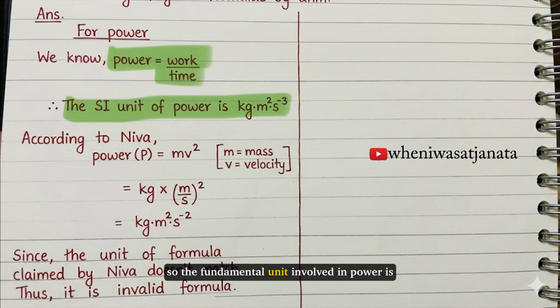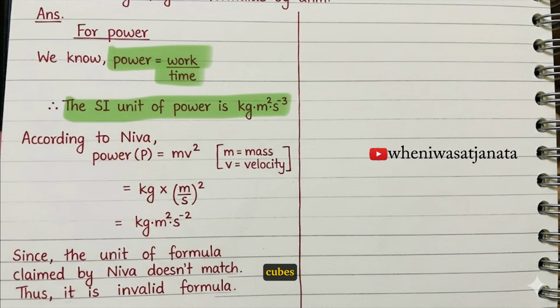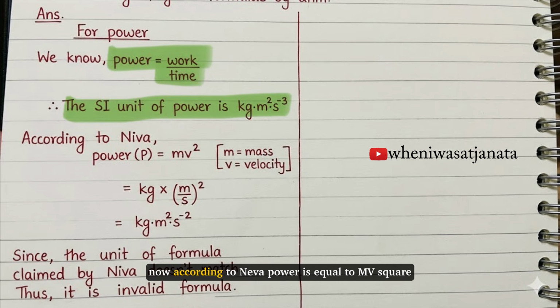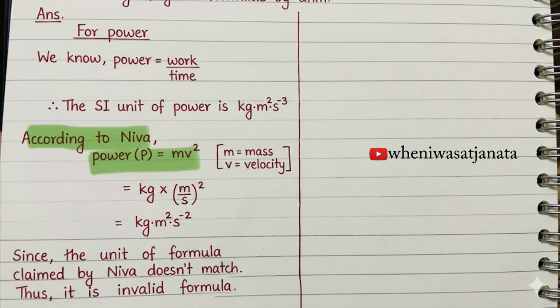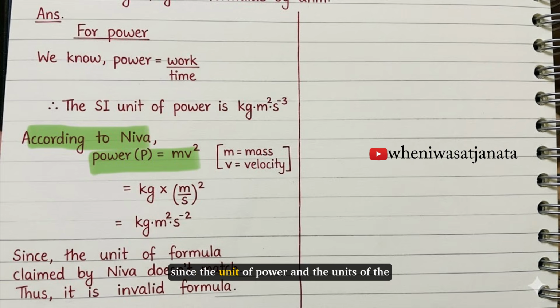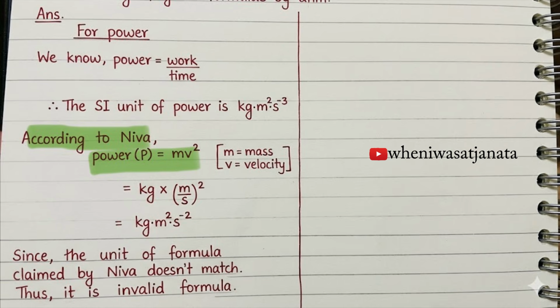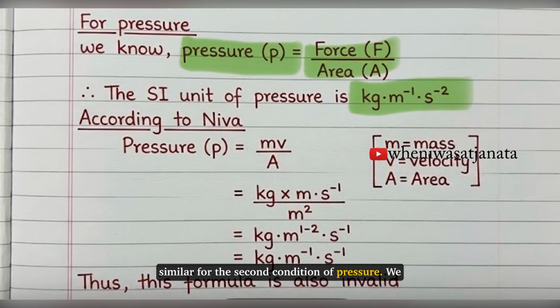So the fundamental unit involved in power is calculated as kilogram meter squared per second cubed. Now according to Neva, power is equal to mv squared, where m refers to mass and v refers to velocity. Now changing into fundamental units. Since the units of power and the units of the formula claimed by Neva do not match, her formula is invalid.